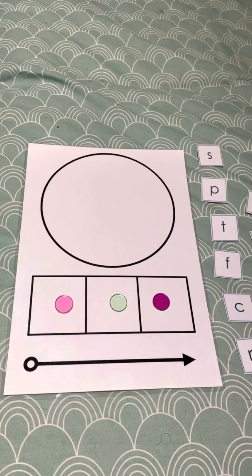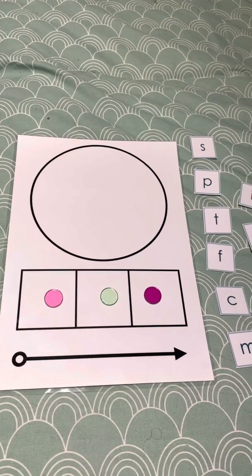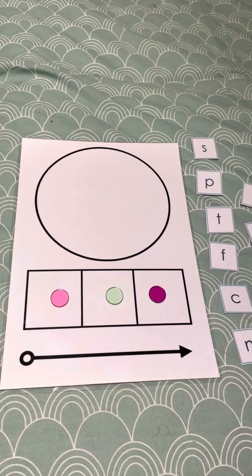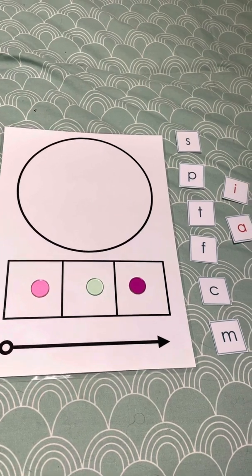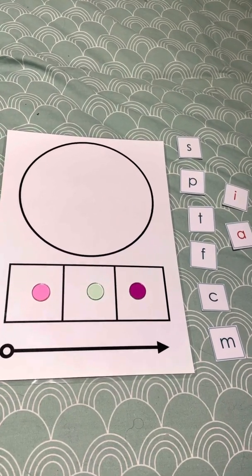So what this is really important for is that being able to break a word up into its sounds is going to help us with our spelling, and being able to see that and then put it back together is going to be really good for our reading. So that's why we really want to practice this.